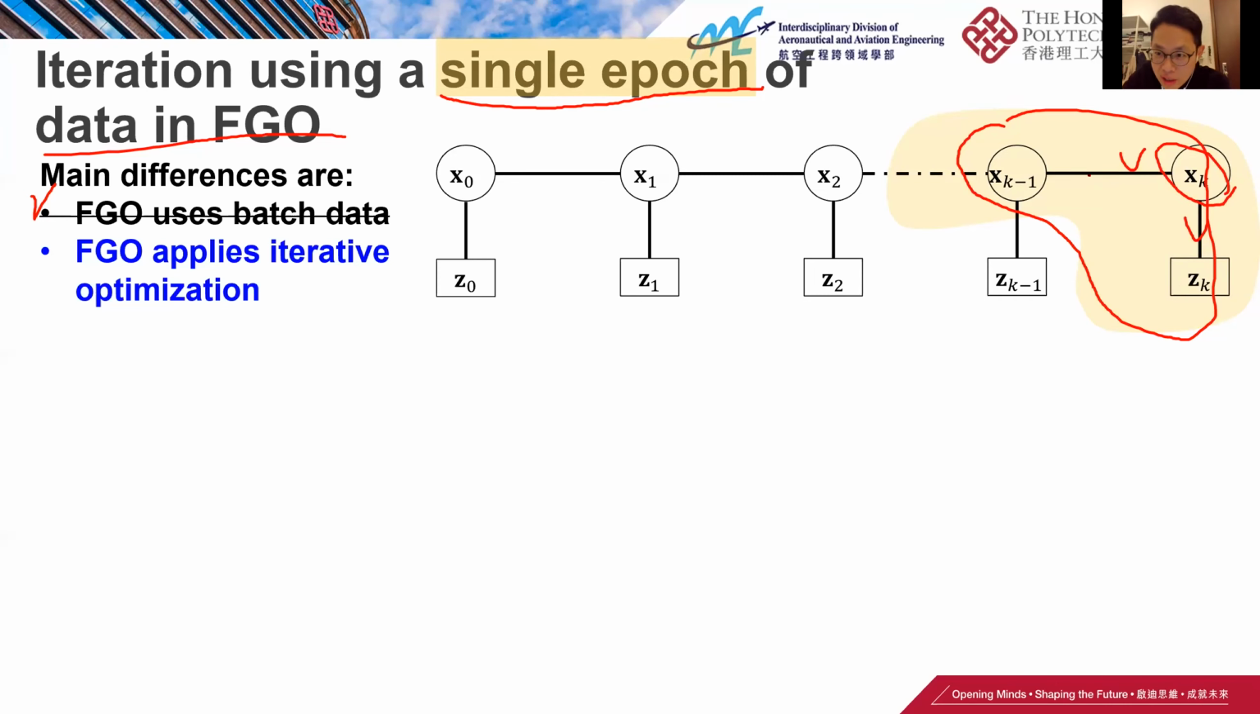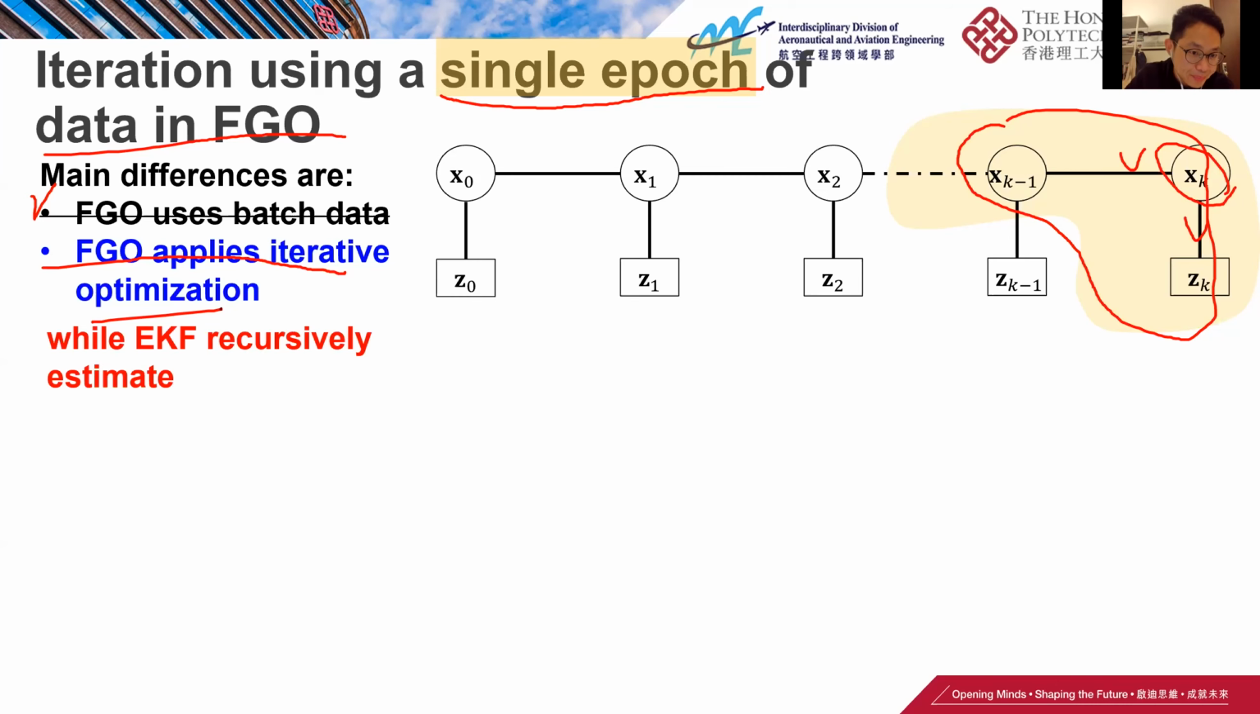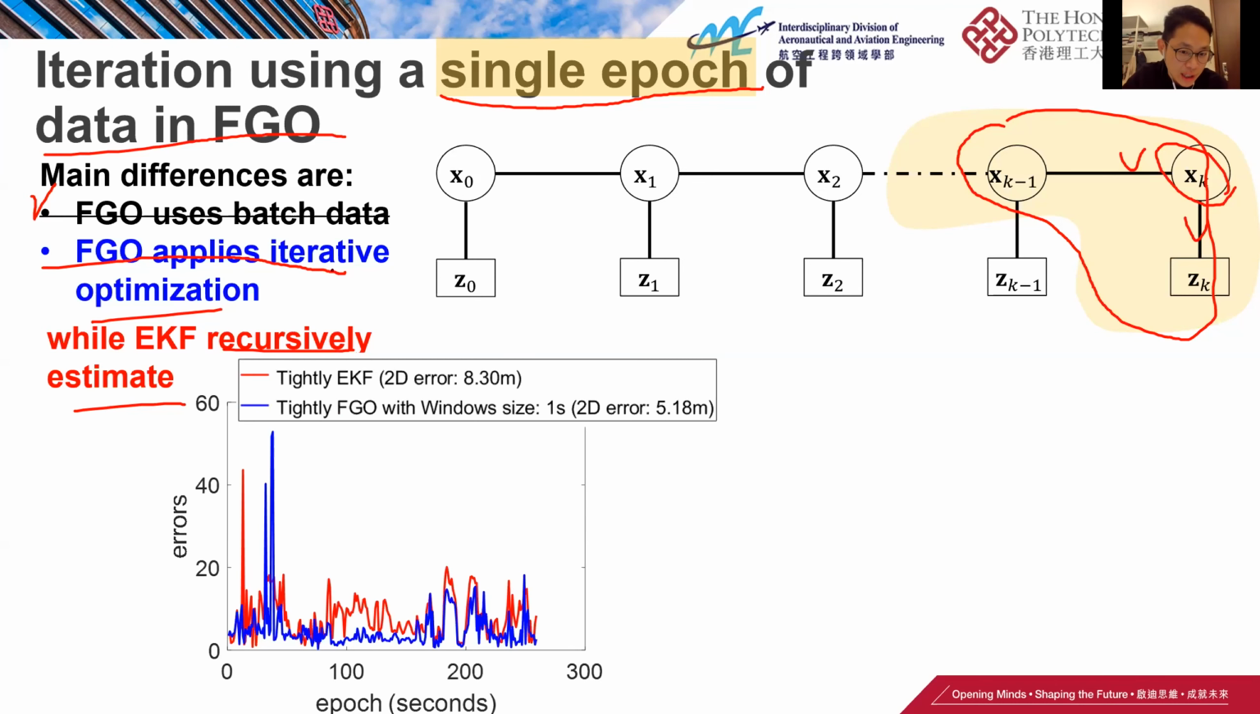Even if we apply this, FGO still has the second advantage, which is that it applies nonlinear iterative optimization. So let's see how this can really improve compared to the conventional EKF. We have to know that EKF does the estimation recursively, not iteratively. This is the main difference. Let's see what the result looks like.